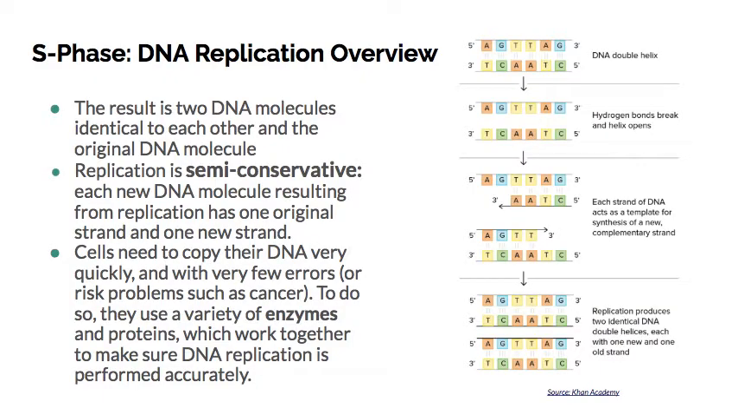Okay. So here again we are continuing with the overview. This is a really good diagram of what's happening. Your result is two DNA molecules that are identical to each other and to the original. Again, it's semi-conservative, and cells need to quickly copy their DNA with very few errors. To do so, they use a variety of enzymes and proteins which work together to make sure DNA replication is performed accurately.